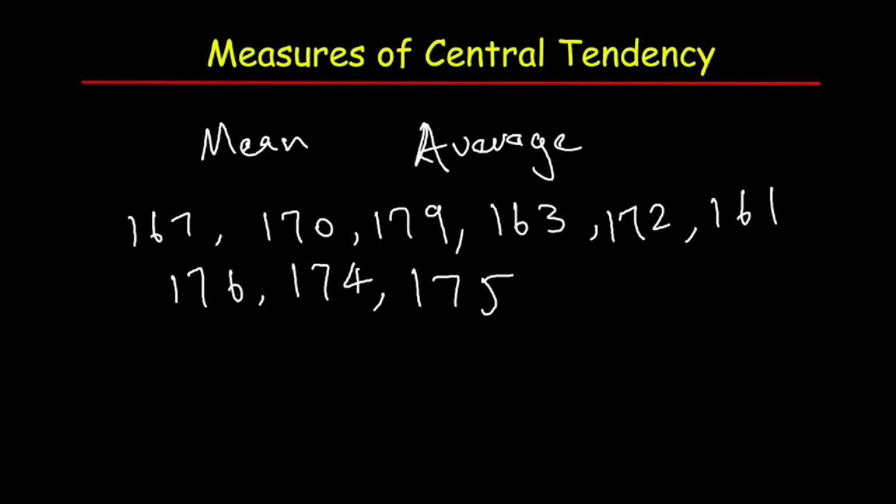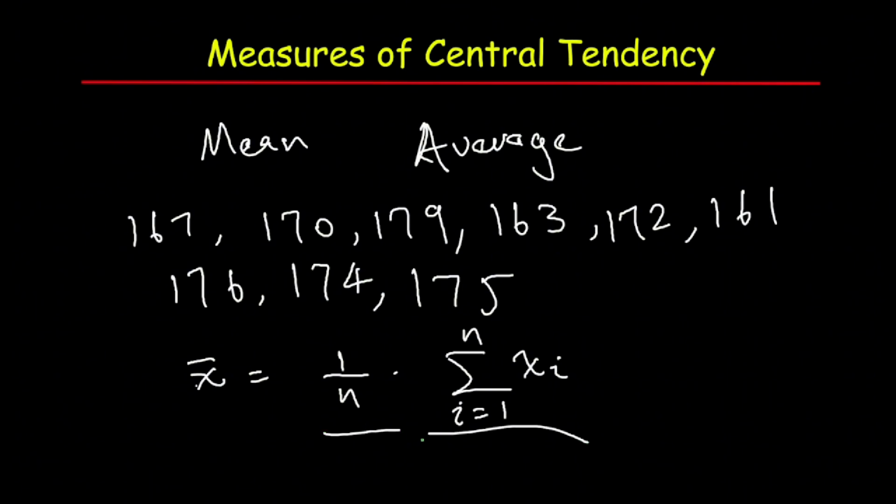Okay, so now we have our list. We're going to find the mean. When you're finding the mean, you would usually just add everything up and then divide by the number of terms. In other words, if we were to write this in sigma notation, it would be x bar, which is the symbol for mean, equals 1 over n times the sigma from i equals 1 to n of xi. So all you're doing is adding all the terms up and then dividing by n.